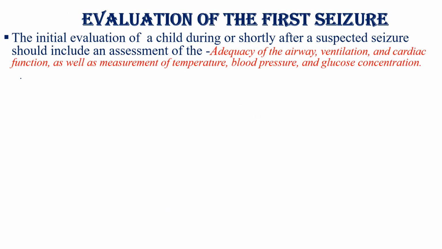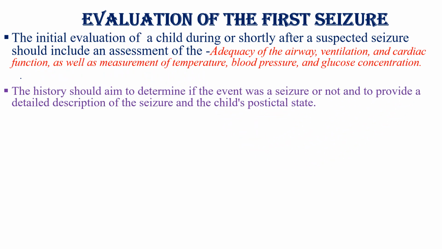When we come to evaluation of the first seizure, the initial evaluation of a child during or shortly after a suspected seizure should include an assessment of the adequacy of the airway, ventilation, and cardiac function, as well as measurement of temperature, blood pressure, and glucose concentration. These should aim to determine if the event was a seizure or not and to provide a detailed description of the seizure and the child's post-ictal state.